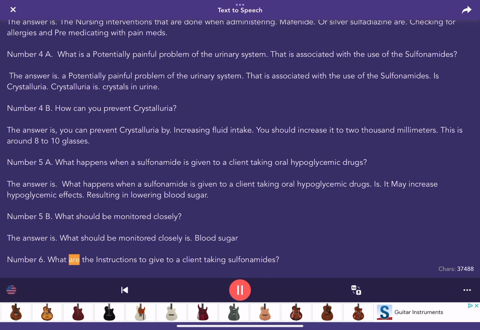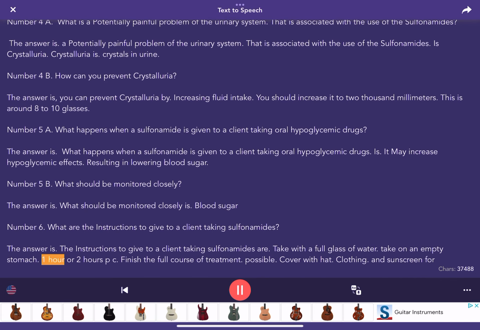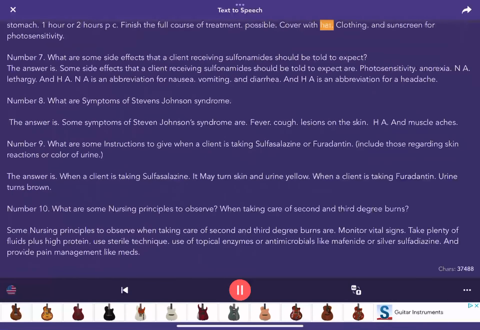Number 6. What are the instructions to give to a client taking sulfonamides? The answer is, take with a full glass of water, take on an empty stomach, 1 hour or 2 hours PC, finish the full course of treatment, and cover with a hat, clothing and sunscreen for photosensitivity.